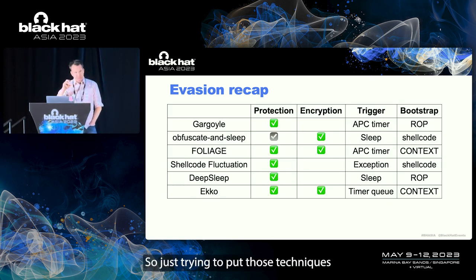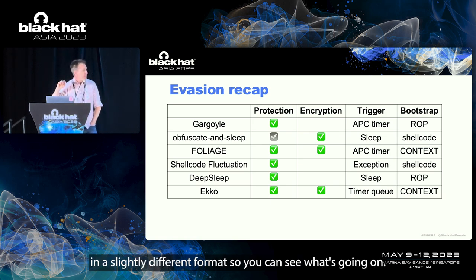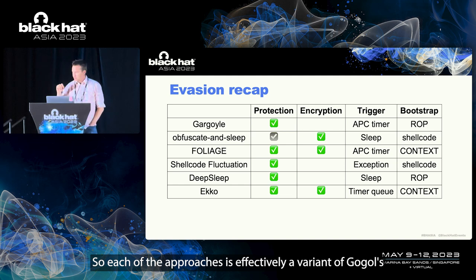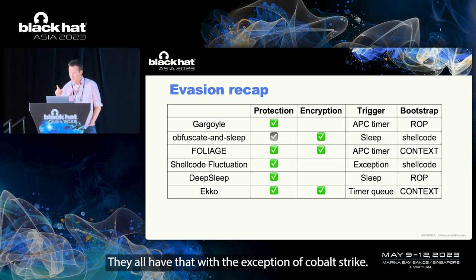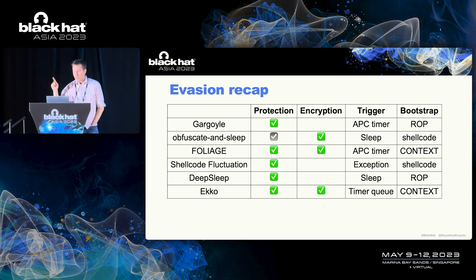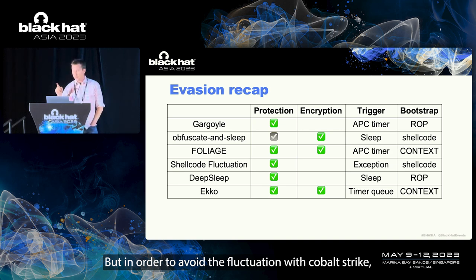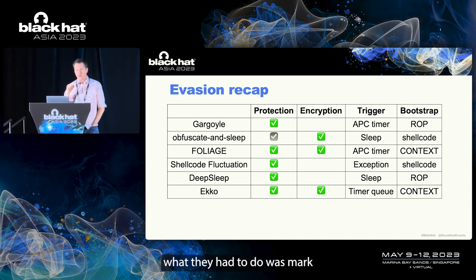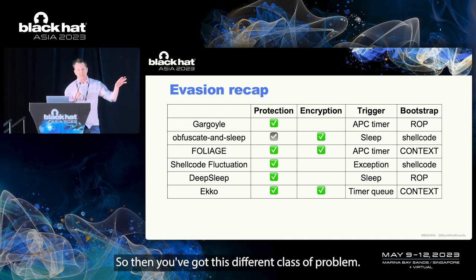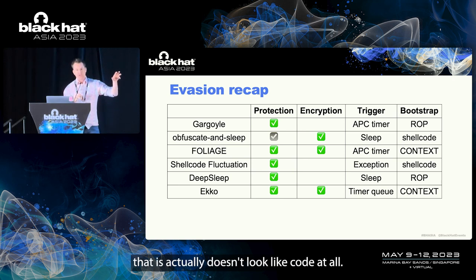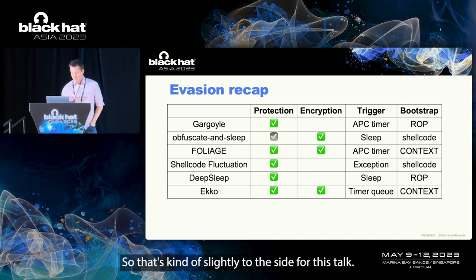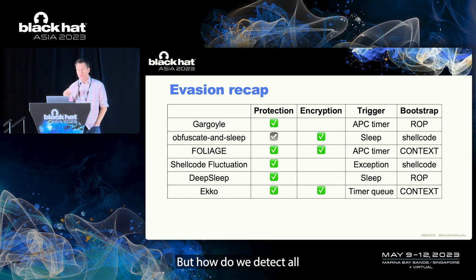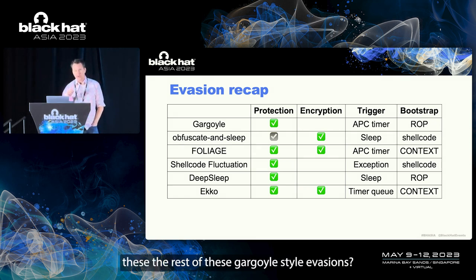So just trying to put those techniques in a slightly different format so you can see what's going on. Each of the approaches is effectively a variant of Gargoyle's memory protection fluctuation. They all have that, with the exception of Cobalt Strike. But in order to avoid the fluctuation with Cobalt Strike, what they had to do was mark the region as read, write, execute always. So you've always got that suspicious region, so then you've got this different class of problem. Then you're looking for executable memory that doesn't look like code at all, it looks like an encrypted blob. So that's slightly to the side for this talk. But how do we detect the rest of these Gargoyle-style evasions?